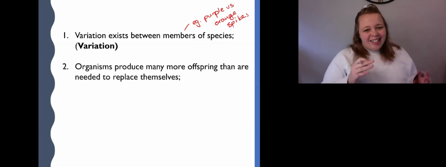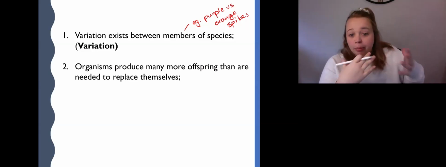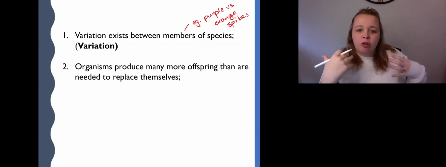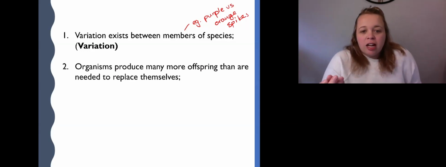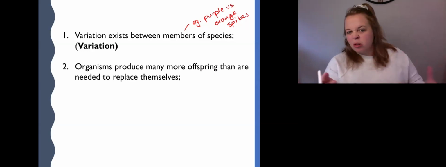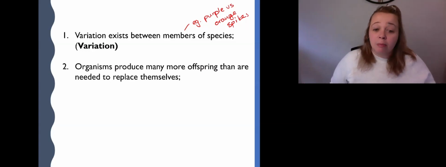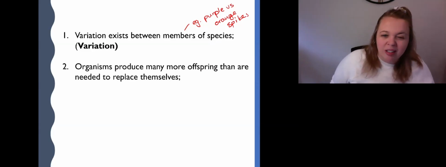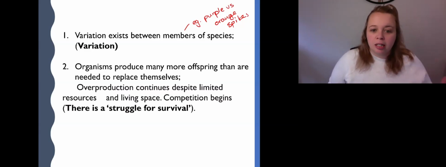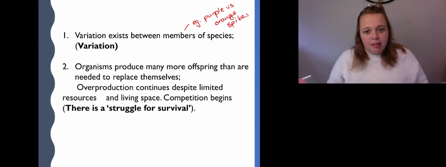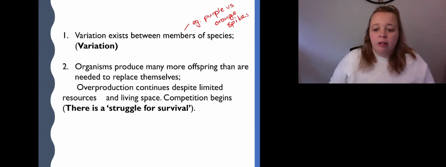All right, so the next thing that needs to come into play, and this is perhaps a little bit less important, but it's still part of it, is that you need to have too many individuals. There needs to be a drive for competition. You can't just have families existing and no fight over resources or space. So there needs to be more individuals being born than are actually needed by the environment. This overproduction continues, and they keep having more babies than can be supported, and that means that we end up with a struggle for survival.